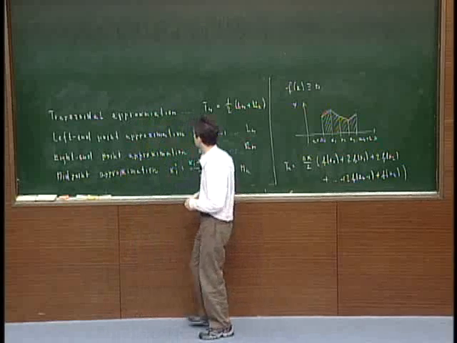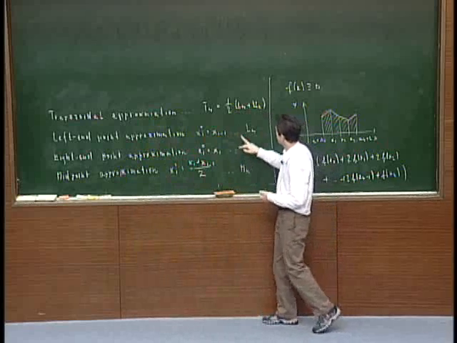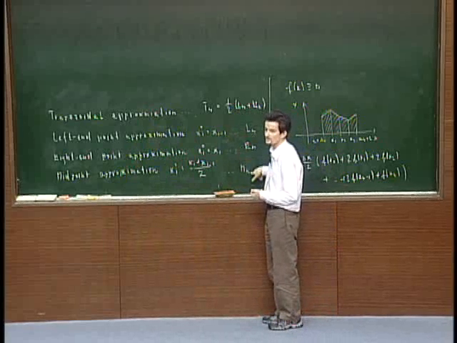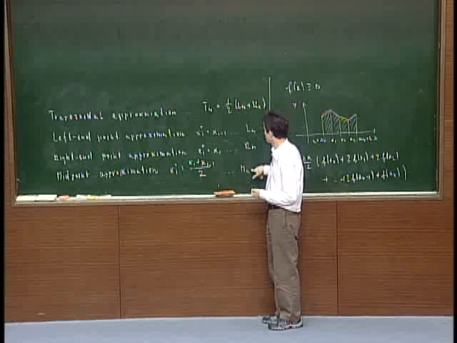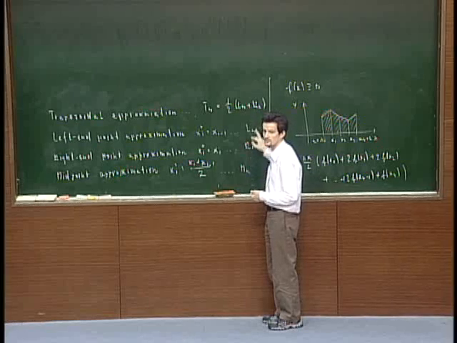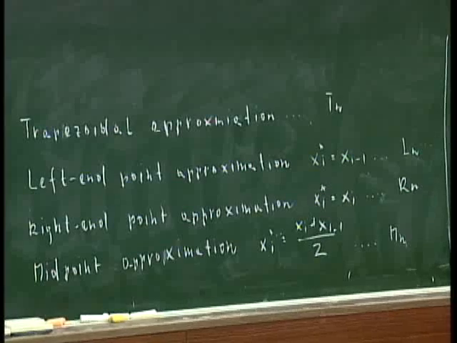Okay, and the question is, because we know already, we can forget about those two here, because those two are weaker than this one. So the main question is, how does the trapezoidal rule compare to the midpoint rule? Which one is better? This is the main question we want to discuss first.